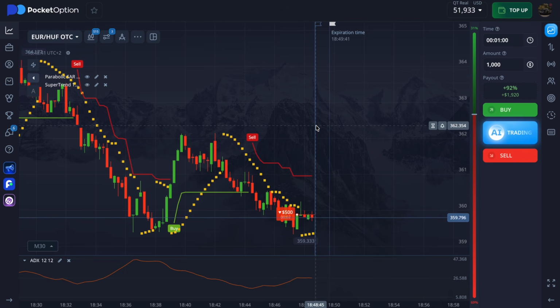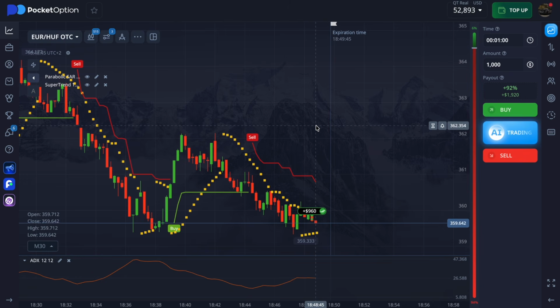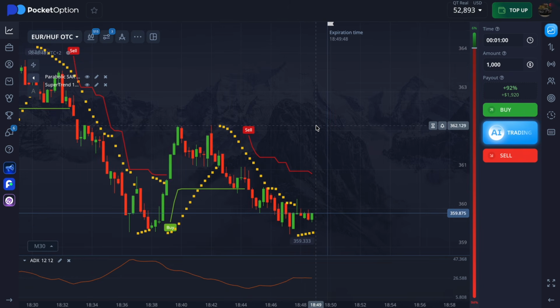There are literally a few seconds left. I immediately prepared $1,000 to open the next trade, but nevertheless, my trade closed in profit. I'm just locking in the net profit.